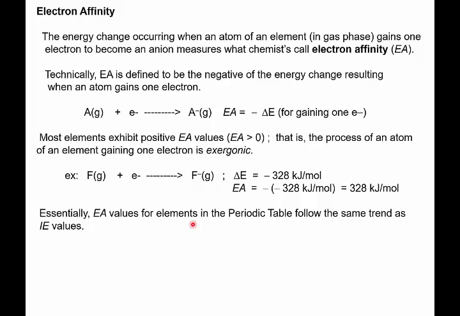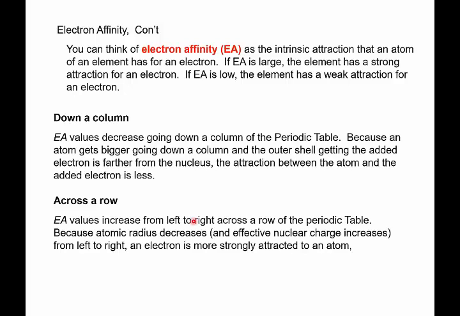Now, there is a regular trend we observe for electron affinity. Essentially, the EA values for elements in the periodic table follow the same trend as ionization energy. Well, what physical meaning can we put to electron affinity? It has a useful meaning. You can basically think of it as the intrinsic attraction that an atom of an element has for an electron. If the EA is large, the element has a strong affinity, a strong attraction for an electron. If the EA is low, the element has only a weak attraction for an electron.